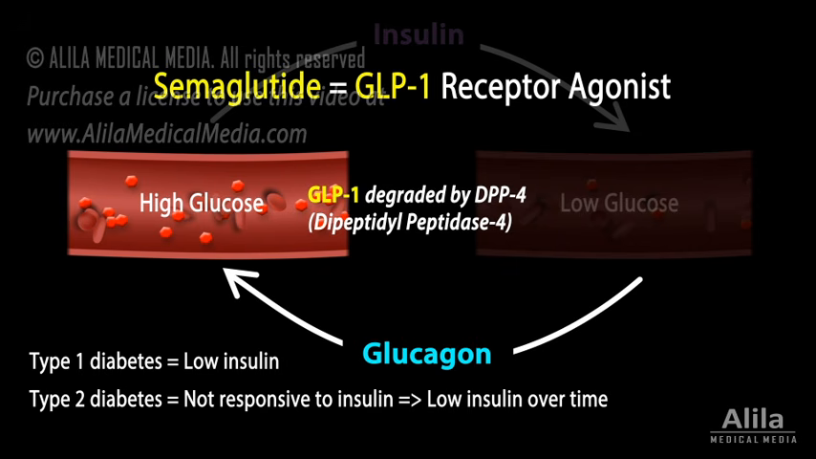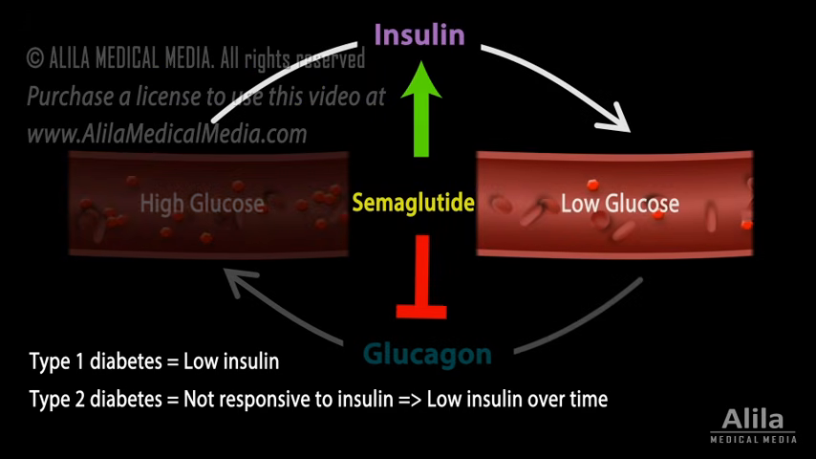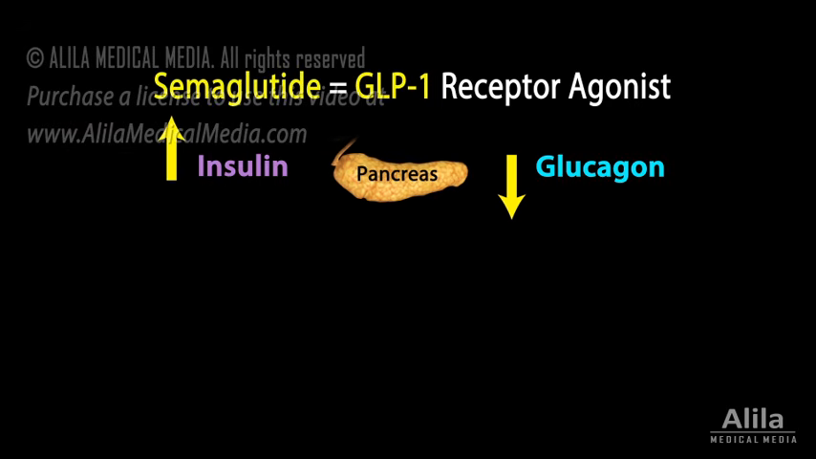Semaglutide shares a 94% structural homology with GLP-1, allowing it to act as a GLP-1 receptor agonist. Semaglutide binds to and activates the GLP-1 receptor, mimicking the action of the natural hormone. In the pancreas, it increases insulin release and decreases glucagon secretion in a glucose-dependent manner.